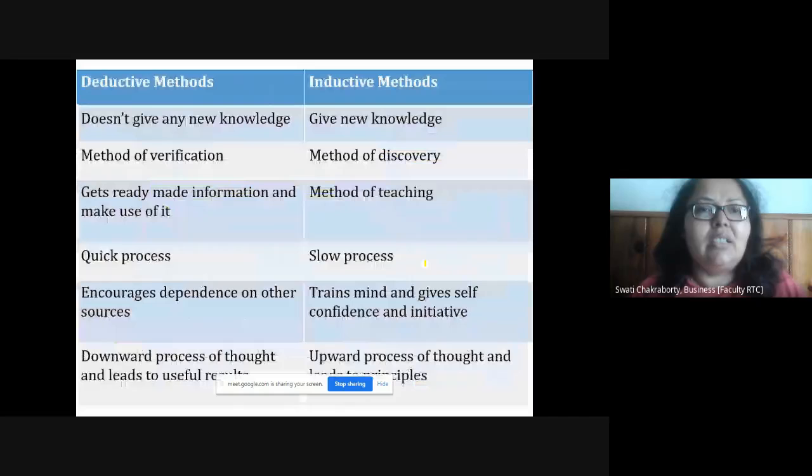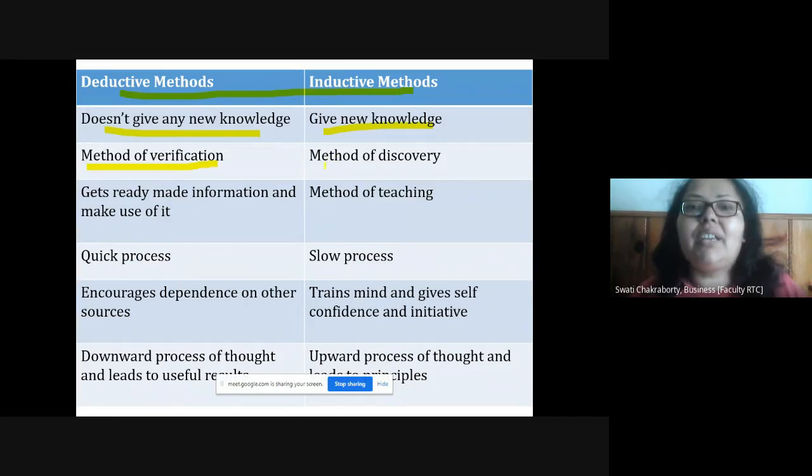So the difference between deductive and inductive methods. Deductive methods, as we say, don't give any new knowledge. You're just testing something. Whereas inductive, new knowledge comes up. You're coming up with a new theory. Deductive method, you're verifying a theory. And inductive, you're discovering a new thing. Deductive method gets ready-made information and makes use of it. The theory is already there, so you're just using it. And inductive method, it's a method of teaching.